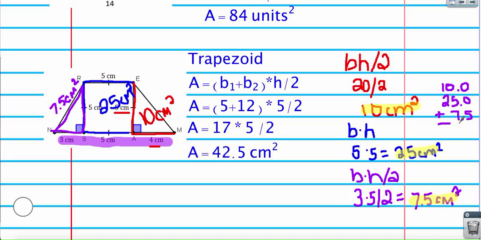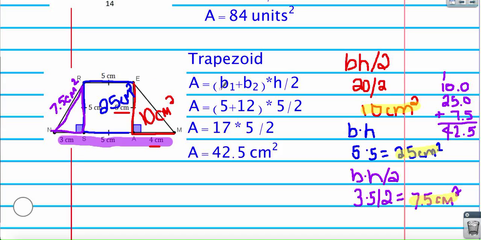Okay, so line it all up. 5, 7 plus 5 is 12, carry the 1, 2 plus 1 is 3, 3 plus 1 is 4. Oh look, 42.5. That's exactly the same as what I got with the trapezoid. So again, you can choose, if you notice that it looks like a composite figure and composite figures are easier for you to solve, then go for it. But if not, just use your trapezoid formula right here.